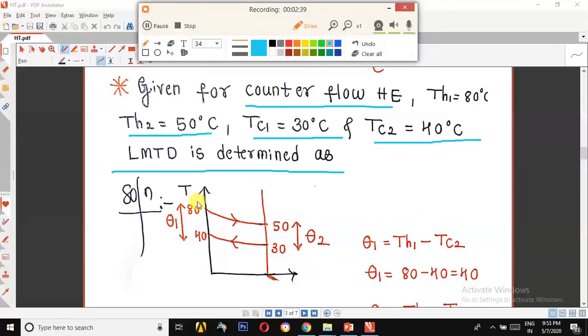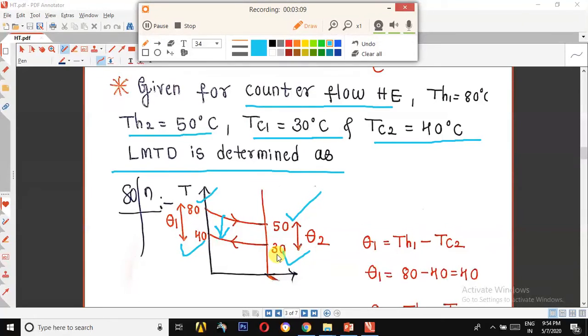The inlet temperature of the hot fluid is 80 degrees Celsius. The outlet temperature of the hot fluid is 50 degrees Celsius. The inlet temperature of the cold fluid is 30 degrees Celsius. The outlet temperature of the cold fluid is 40 degrees Celsius. Here, heat transfer takes place from the hot fluid to the cold fluid. Therefore, the temperature of the cold fluid will increase.